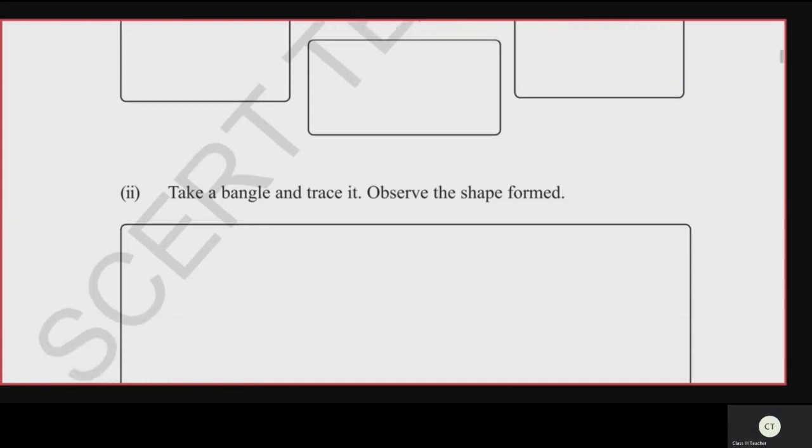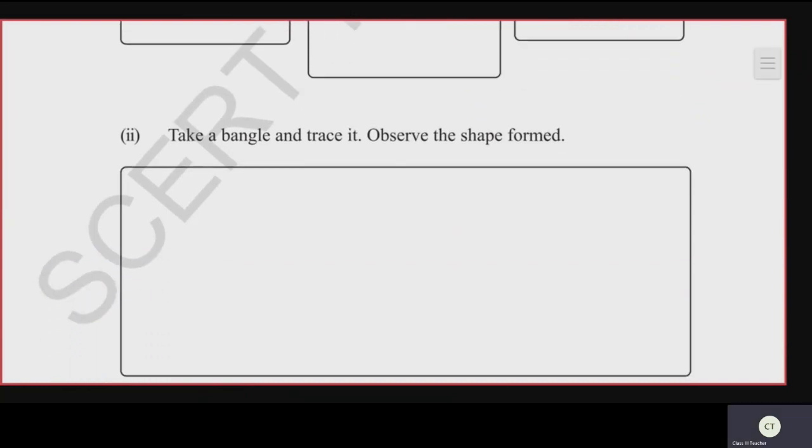Next, come to the next bit. Take a bangle and trace it. Okay, take one bangle, children, and place it on a sheet of paper. Then which shape will you get on the sheet? Which shape can you see on the paper? Exactly, circle shape you can see on the sheet of paper.